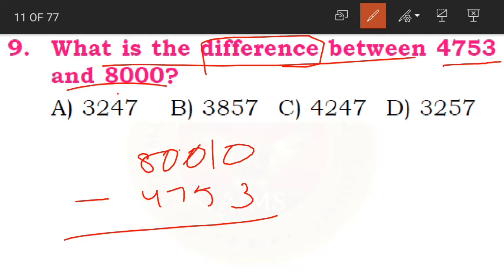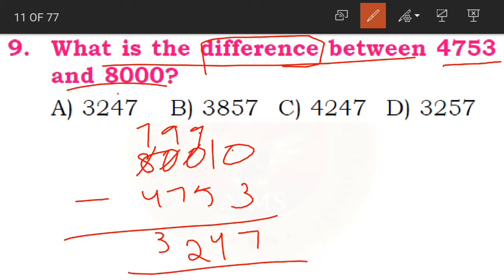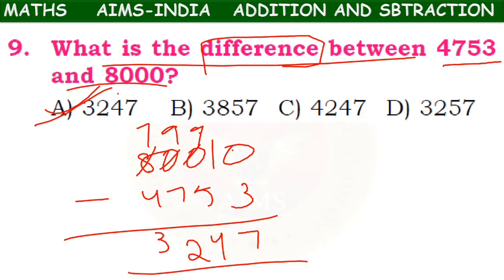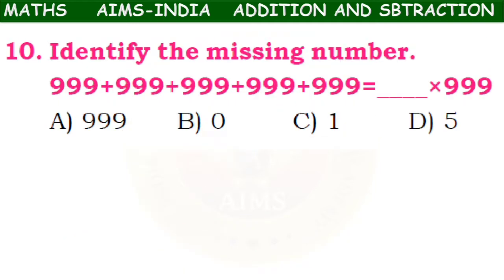First 0 becomes 10, the other zeros become 9, and the last number that comes after 0 becomes minus 1. 8 minus 1 becomes 7. Now 10 minus 3 is 7, 9 minus 5 is 4, 9 minus 7 is 2, and 7 minus 4 is 3. So what is our correct answer, children? Option A, 3247. Clear? Moving on to question number 10.